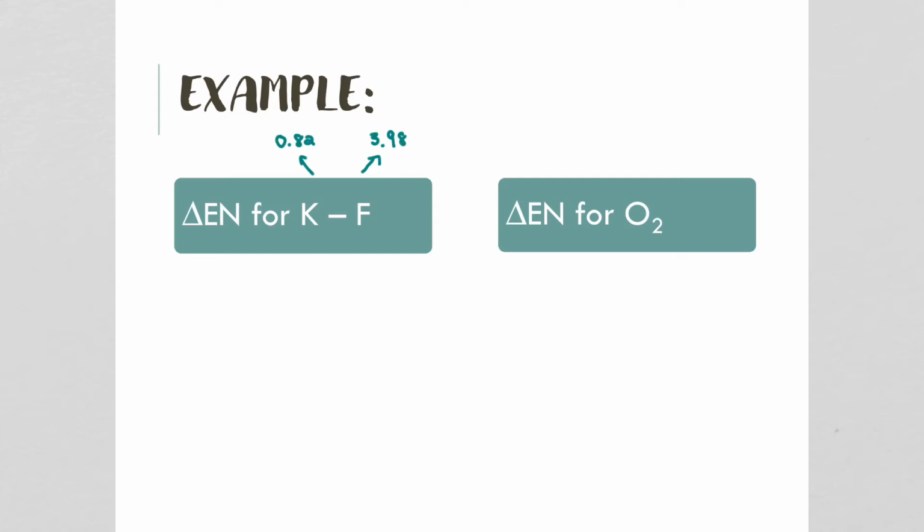So now we'll find the difference. So delta EN is equal to, and it doesn't matter which one you put first, I would put the larger one first so you get a positive number. So 3.98 minus 0.82. Plug that into our calculator. We get a delta EN of 3.16. So this will form an ionic bond.